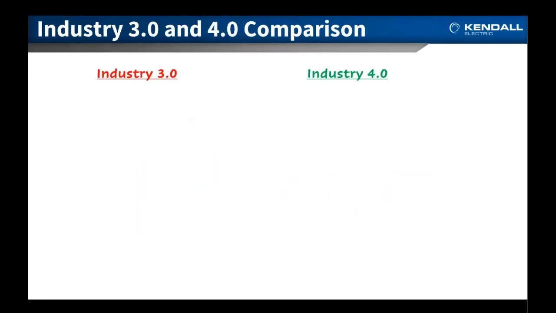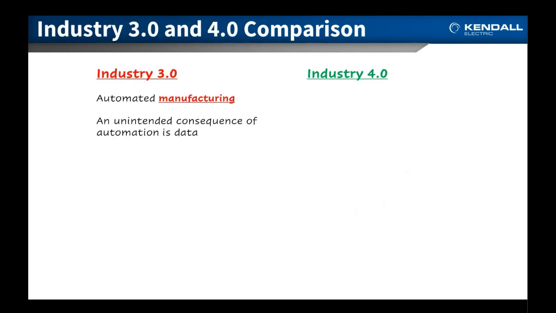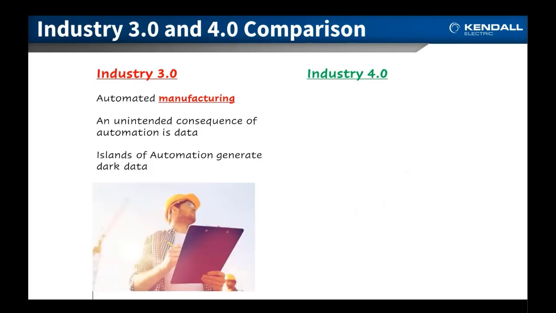So let's compare Industry 3.0 and Industry 4.0. Industry 3.0, as we covered earlier, was all about automating our machinery, our manufacturing lines, and our equipment. One of the best things to come out of Industry 3.0 and all this automation is data. This was a totally unintended consequence. By putting a PLC on a piece of equipment, we now have points of data we never would have had in a manual or a relay controlled operation. When we automate equipment but don't connect it to any of our networks, we can't collect this data efficiently. This is called dark data.